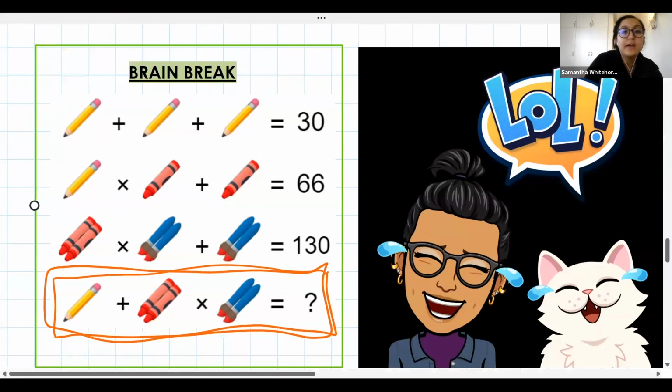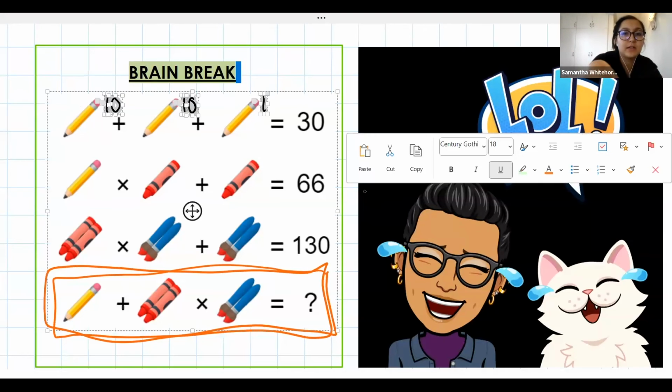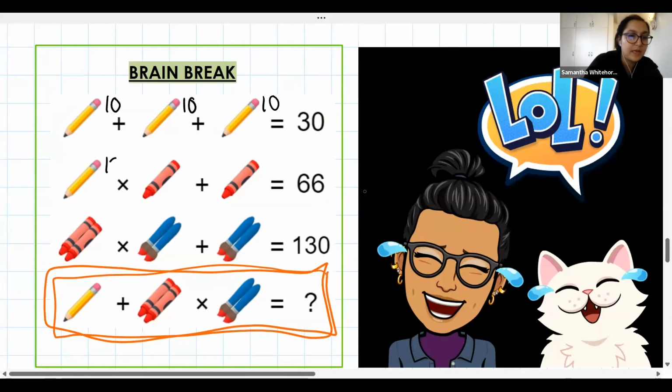So if we've got 3 of the same pencils, we're adding 10 plus 10 plus 10. They're exactly the same. They have to represent the same value. So 1 pencil is 10. So every time I see a pencil, I know that value is 10.